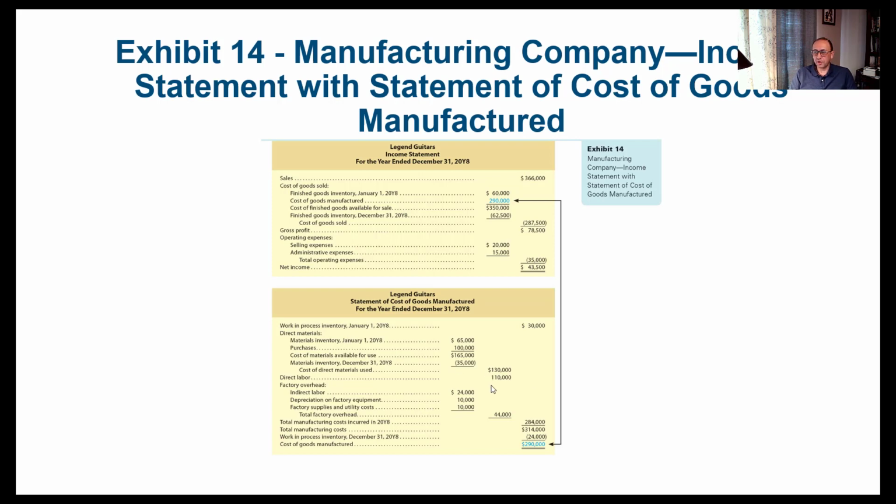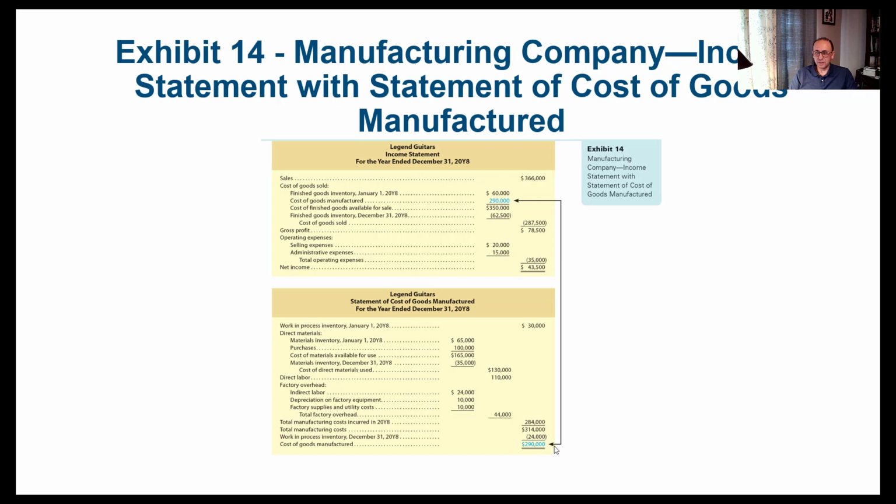So we have the 130, the 110, the 44. The total would be the total manufacturing cost incurred in year 8, which is 284. Plus remember, we had some work in process from the beginning that was 30. So now the total manufacturing cost is 314. We still have leftover work in process, which is 24. So we subtract that from the 314 to get the cost of goods manufactured, which is 290.